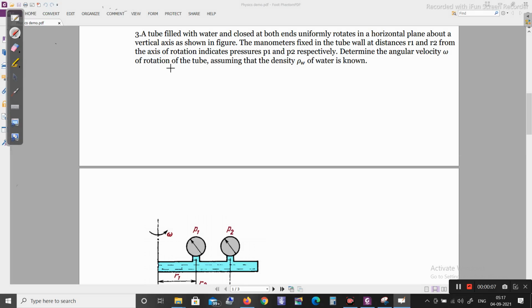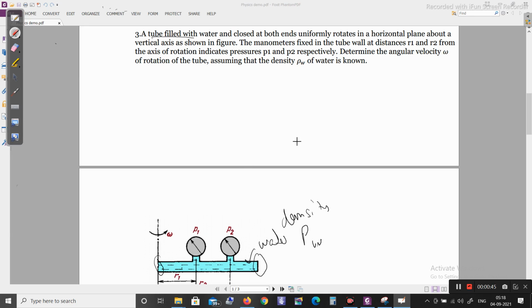In this question, basically a tube is filled with water, a tube which is closed on both sides. The density of water is rho w. It is performing rotational motion about an axis located at one end of the tube.